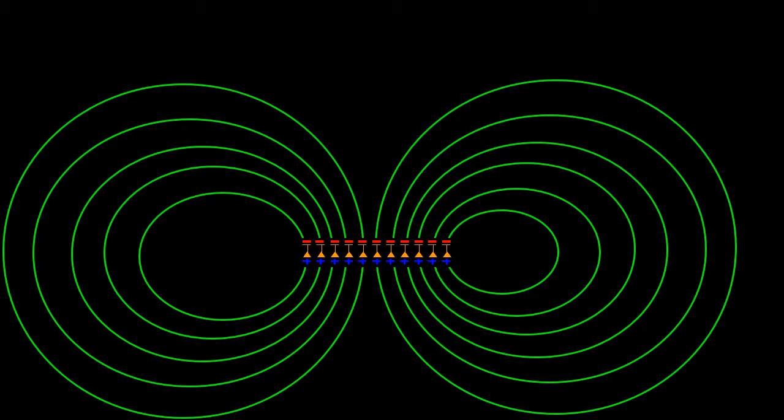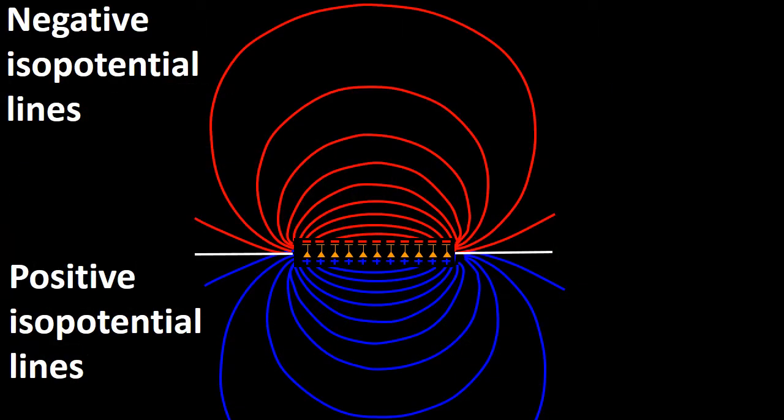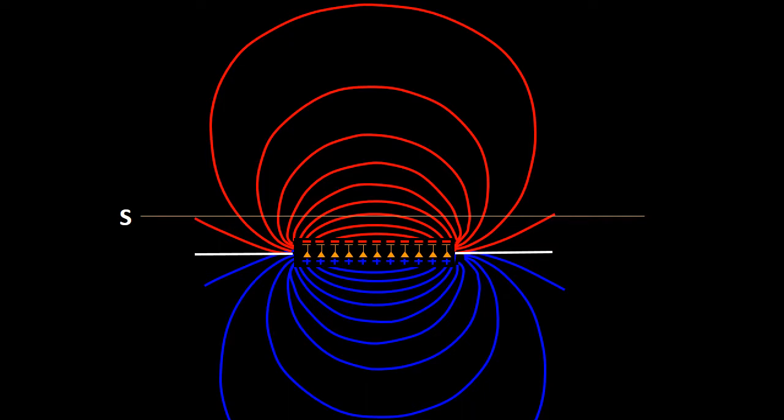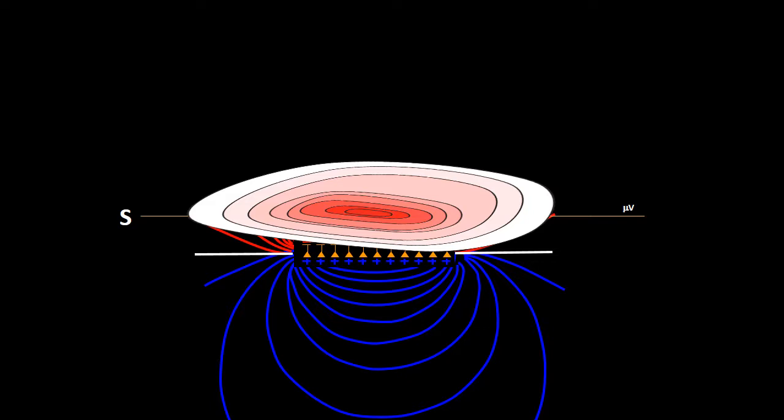This layer of neurons creates field lines, which have negative and positive isopotential lines. Now, I label a line S to represent the boundary zone between the body surface and the air, in this case, the scalp. And add arbitrary numbers in microvolts to each negative isopotential line at the scalp crossing. Now I have used these values to create an isopotential map. So from the isopotential lines, you can create an isopotential map.